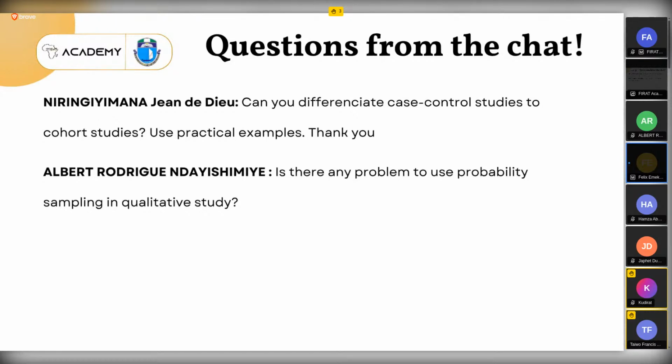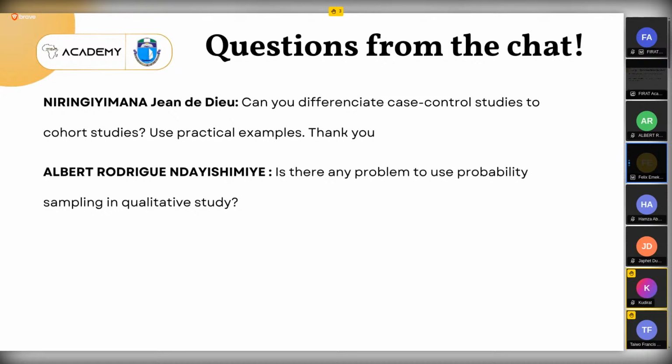Is there any problem to use probability sampling in qualitative? Well, you will not be able to use probability sampling in a qualitative study because a qualitative study has nothing to do with number. It has to do with quality. So you can even interview 2 people, 3 people, 4 people in a qualitative study. It's fine, as long as those 4 people have reached your saturation point, meaning the point where they are all saying the same thing and you're not getting any new information. All right. So that's a qualitative study.